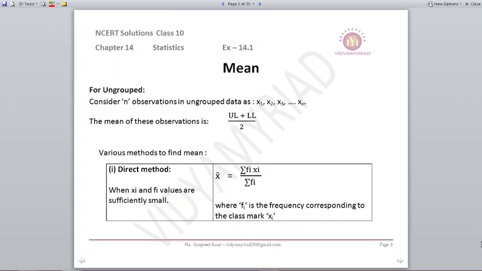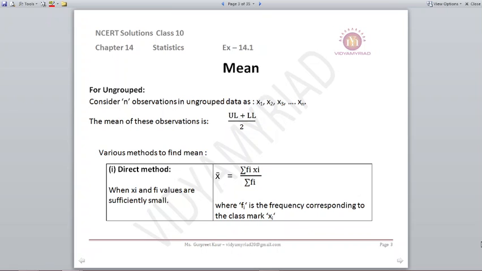Now this exercise is totally based on how to find out the mean. There are various methods. You can choose any method, but you have to be specific at times about why that method has been taken. Like if you have data x1, x2, x3 and so on till xn, and I want to know the mean, the class mark can be found with the help of upper limit plus lower limit divided by 2.